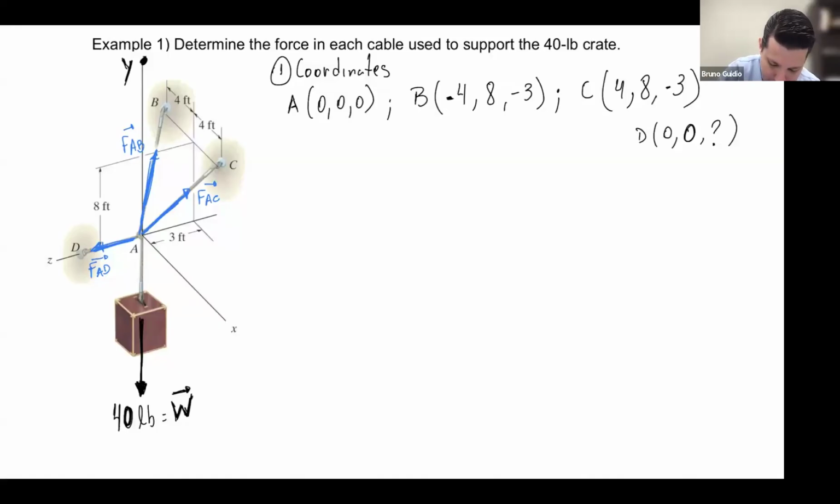Second, Cartesian notation. So far, so good.